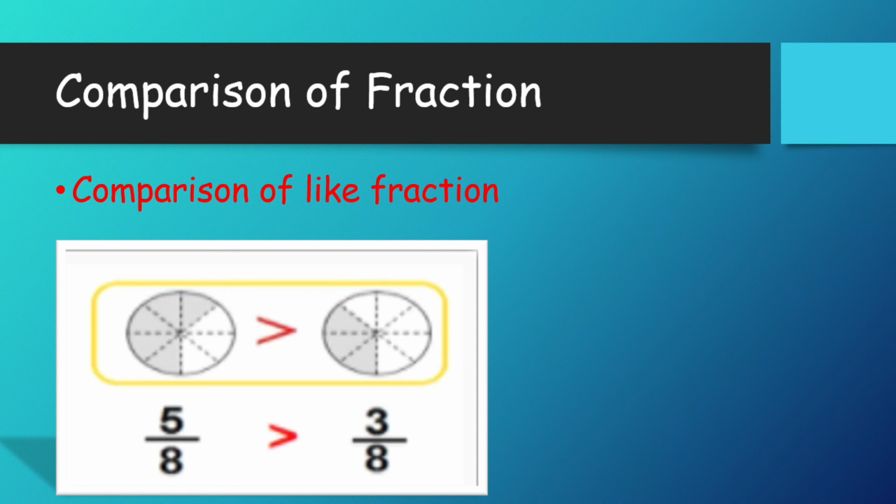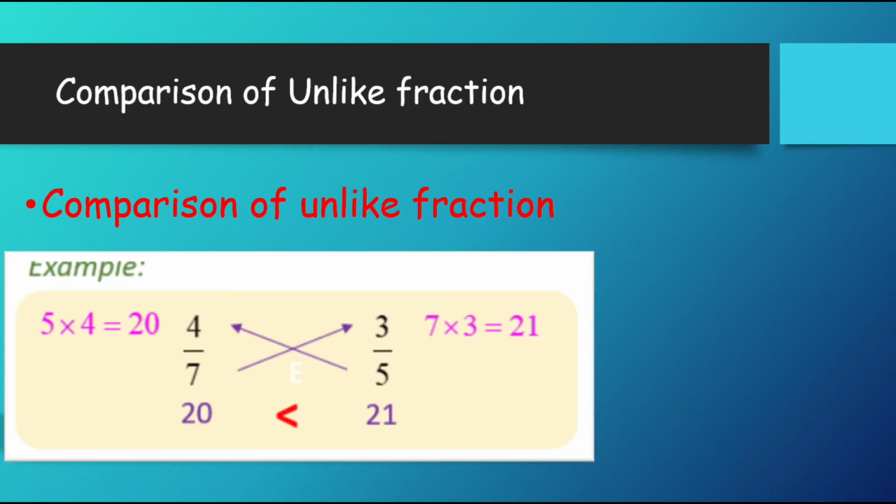Now let's move ahead to unlike fractions. If you want to compare unlike fractions, you have to cross multiply. For example, 4 by 7 and 3 by 5. In this type of situation, you have to multiply 5 by 4 and 7 by 3. When you multiply 5 by 4, you get 20. And when you multiply 7 by 3, you get 21. So friends, 21 is bigger than 20. Thus, 3 by 5 is greater than 4 by 7.